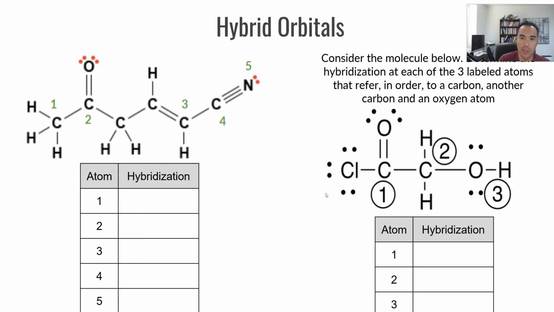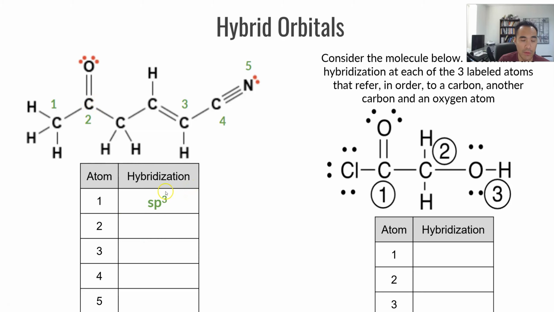So for hybrid orbitals, go ahead and pause the video so that you can try it yourself, considering how many of these atoms are labeled. Okay, so let's go over the answers real quick. For atom 1, what is the hybridization for that? In this example, I have 1, 2, 3, 4 things attached, so that'd be an sp3.